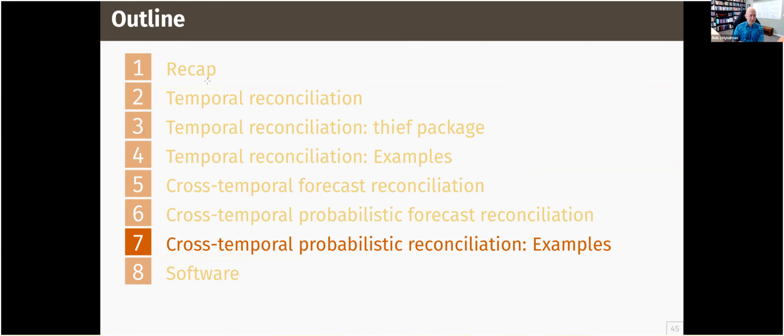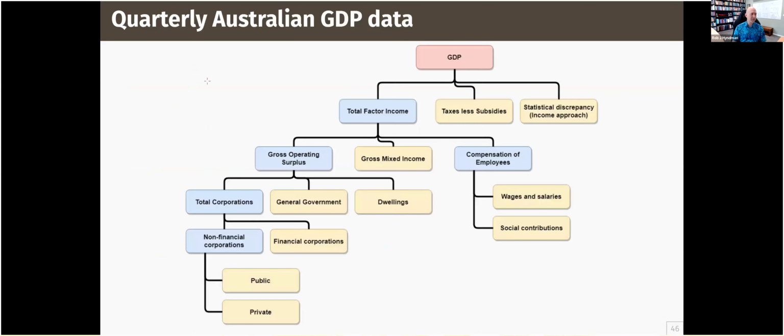So let's do some examples. I'm going to take that idea of the cross-sectional and the temporal and the probabilistic stuff, and I'm going to do a couple of examples. So the first one is quarterly Australian GDP.